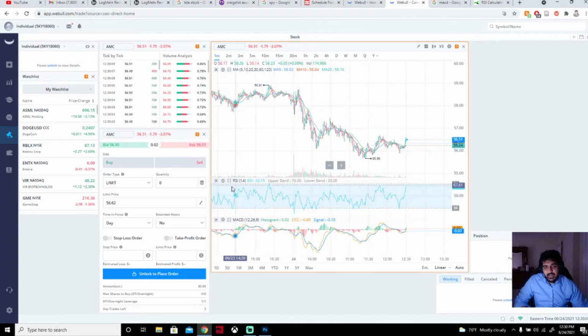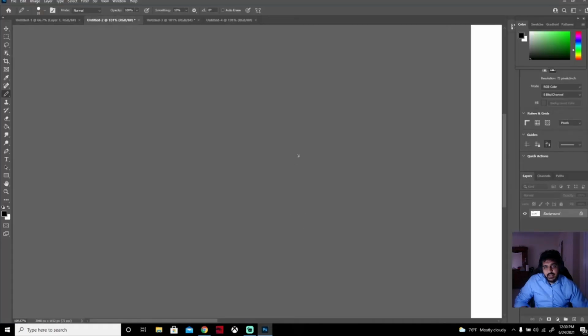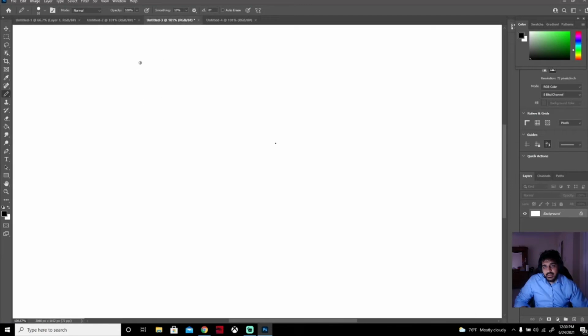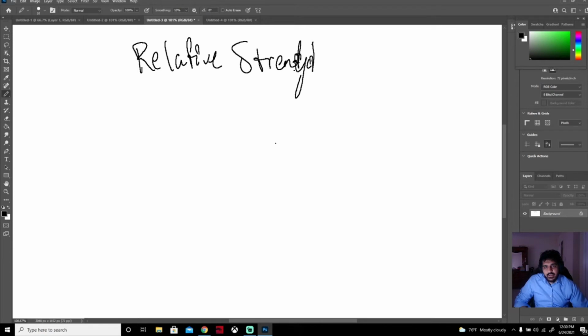Let's talk right now about the relative strength indicator. So I'm going to go here to a new page and talk about the relative strength indicator, the RSI.